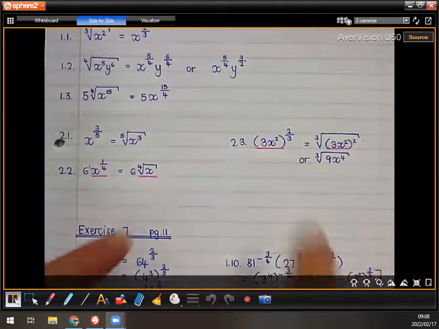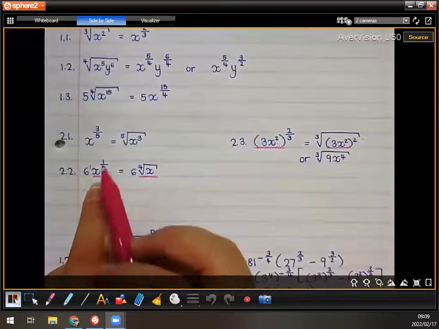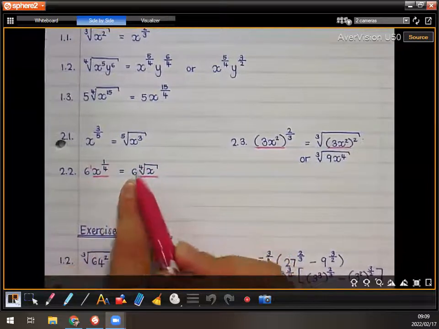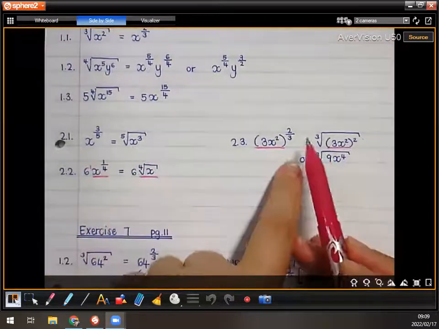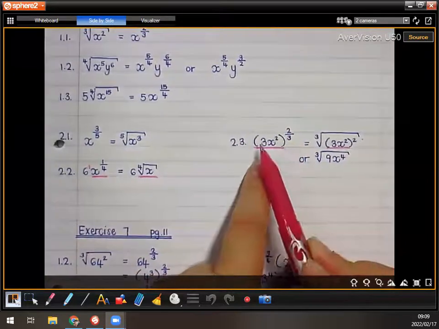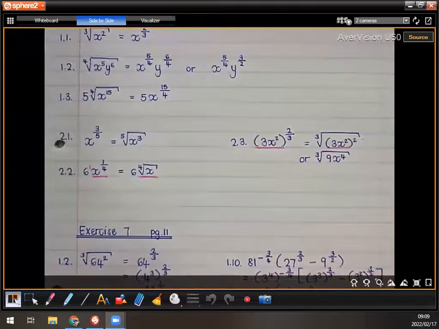So guys, it's very important that you understand the difference between these two. In 2.2, the 6 is not raised to the power of that fractional exponent, so it stays in front. In number 3, the whole thing is raised because of those brackets. So the whole thing goes into this one. Any questions?